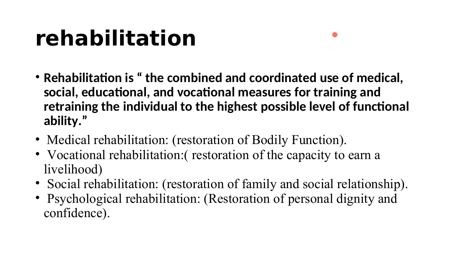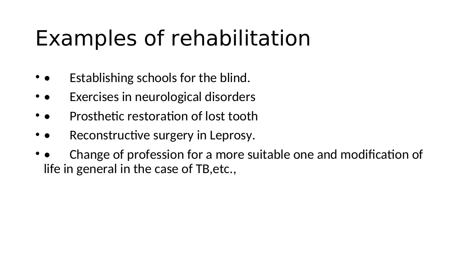So this combination and coordination of training and retraining across these factors, we call it rehabilitation. We have different types of rehabilitation that have to be used in a combined way to help a person holistically. We have to use medical, vocational, social, and psychological rehabilitation.